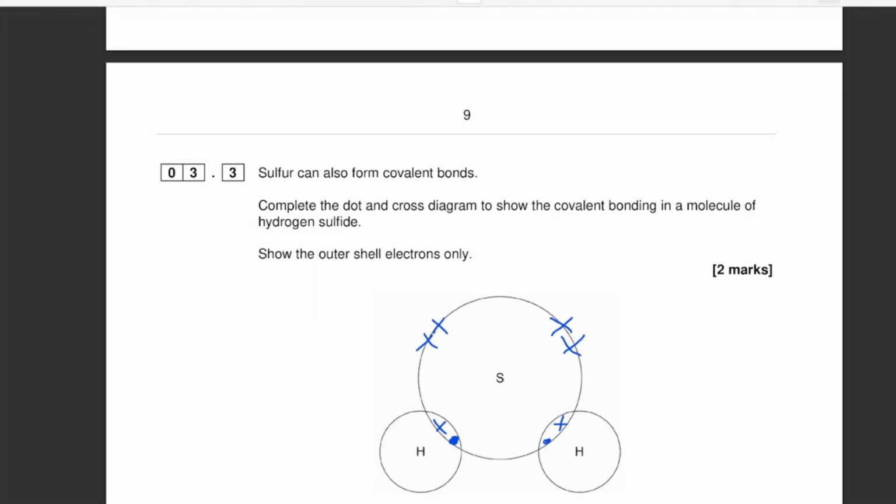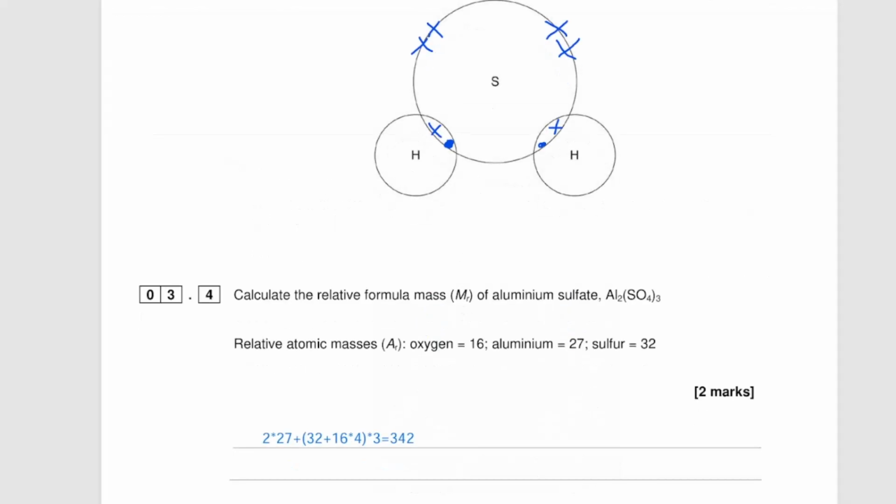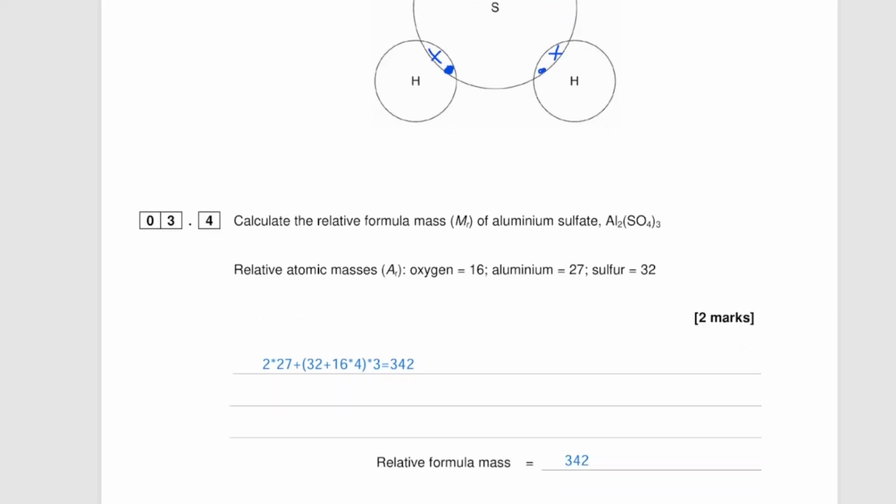Okay, moving on. We're expected to calculate the relative formula mass of aluminium sulfate. Now what you do is you just get the components and add them together. You have 2 aluminium and then 3 lots of SO4, so 2 times 27 plus 32 plus 16 times 4, all times by 3 to get your answer, which is 342.